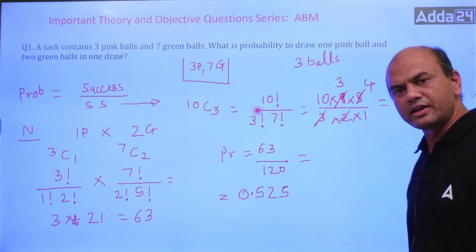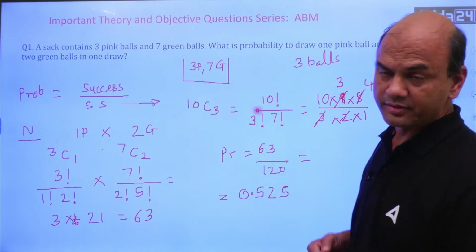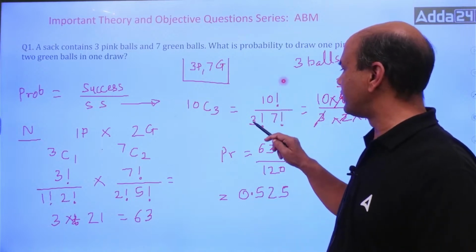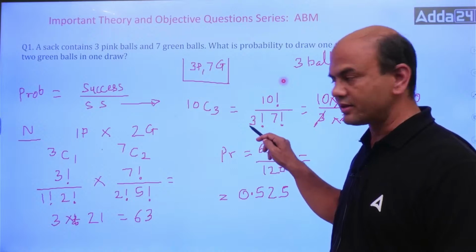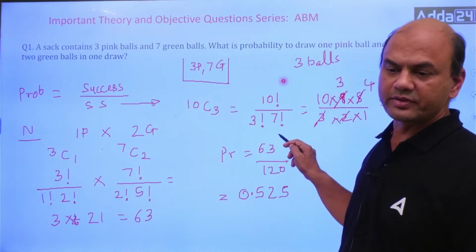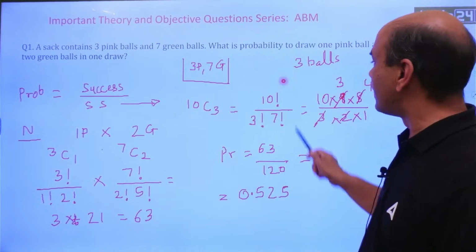Got it? Clear everyone? What is factorial? Clear? How to solve this factorial? 10 factorial divided by r factorial, that is 3. This is r. Into 10 minus 3, that is 7, 7 factorial. So how to solve this?